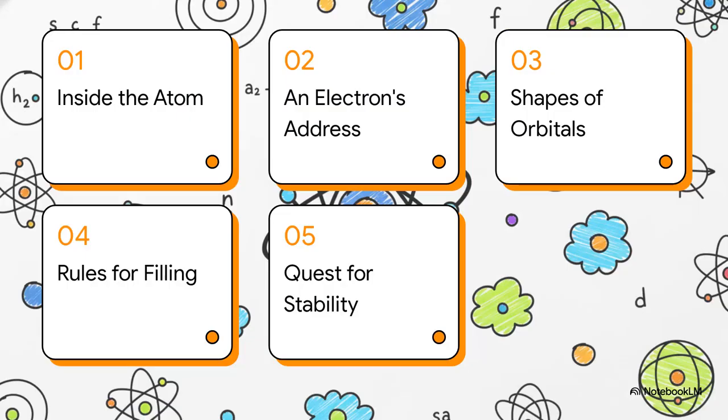Here's the game plan. We'll start with the absolute basics inside the atom. Then we'll figure out where the electrons actually live, their address, so to speak. We'll look at the bizarre shapes of their homes, learn the rules for how they fill those homes, and finally, see what happens when atoms bend those rules in their search for stability.